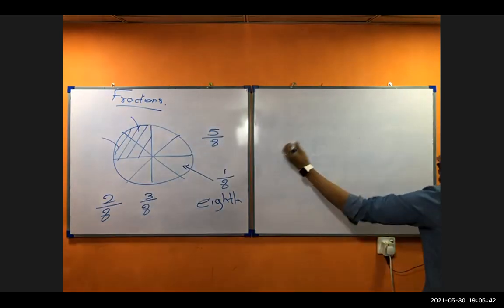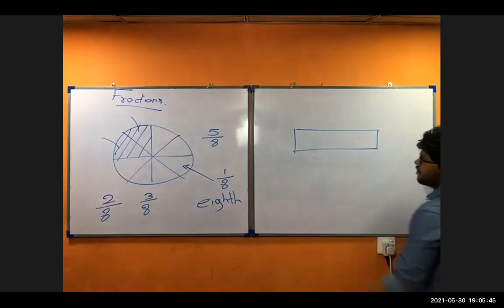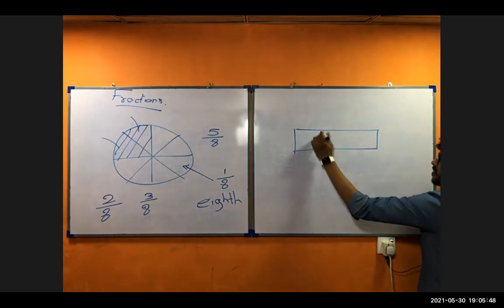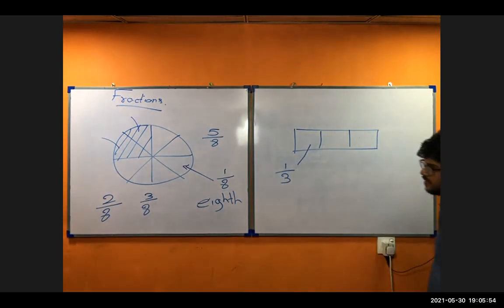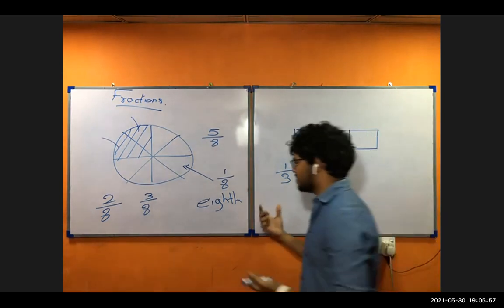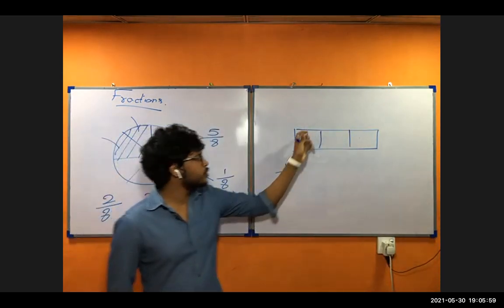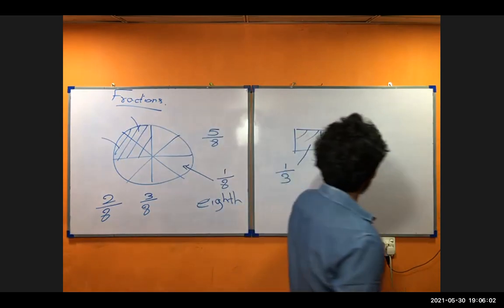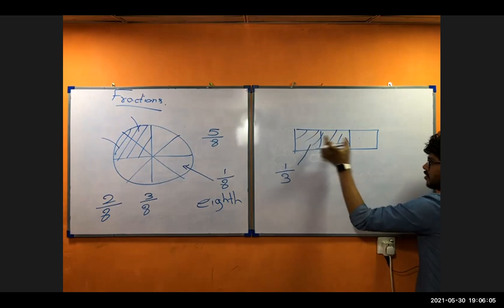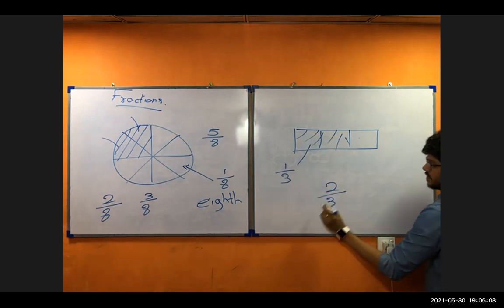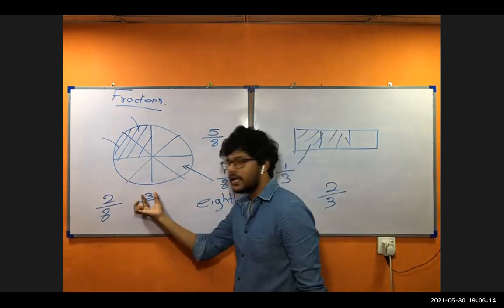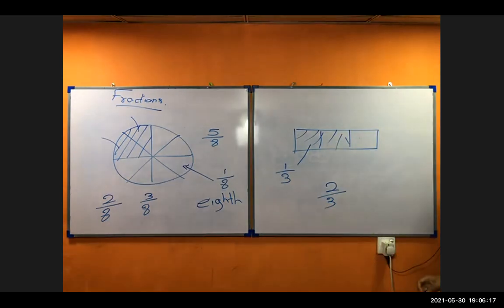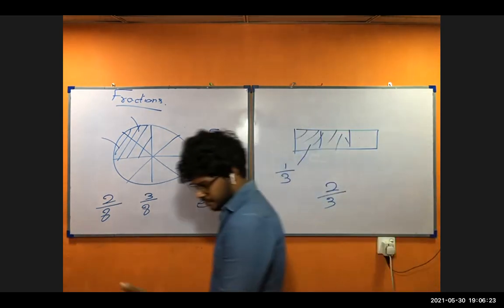In the same way, if you have a bar, and I cut this bar into 3 pieces, each is called a third. Normally we write 1/3, but we can still call it a third. If you take 2 pieces, 2 chunks, we call it 2/3. So 2/3, 1/8, 3/8, in the same way we can represent them. Okay, so that is about fractions.